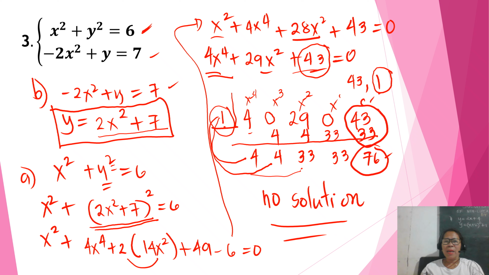And remember, the possibility if you will graph this using any graphing calculator, this is a circle and a parabola. So if you will graph this, the circle and the parabola will never be having an intersection point. So that's it. That is why there's no solution.